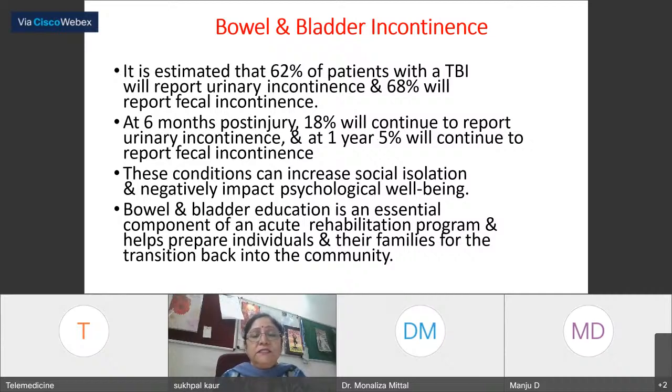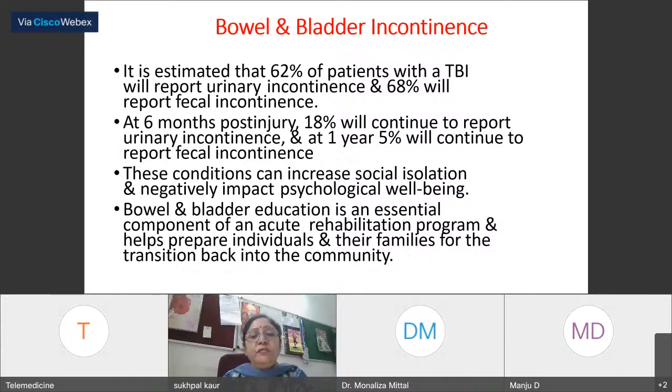So we can just think of how difficult and frustrating these types of deficits are for the patients. At 6 months post-injury, 18% will continue to report urinary incontinence, and at 1 year, 5% will continue to report fecal incontinence. These conditions can increase social isolation and can negatively impact the psychological well-being of the patients.